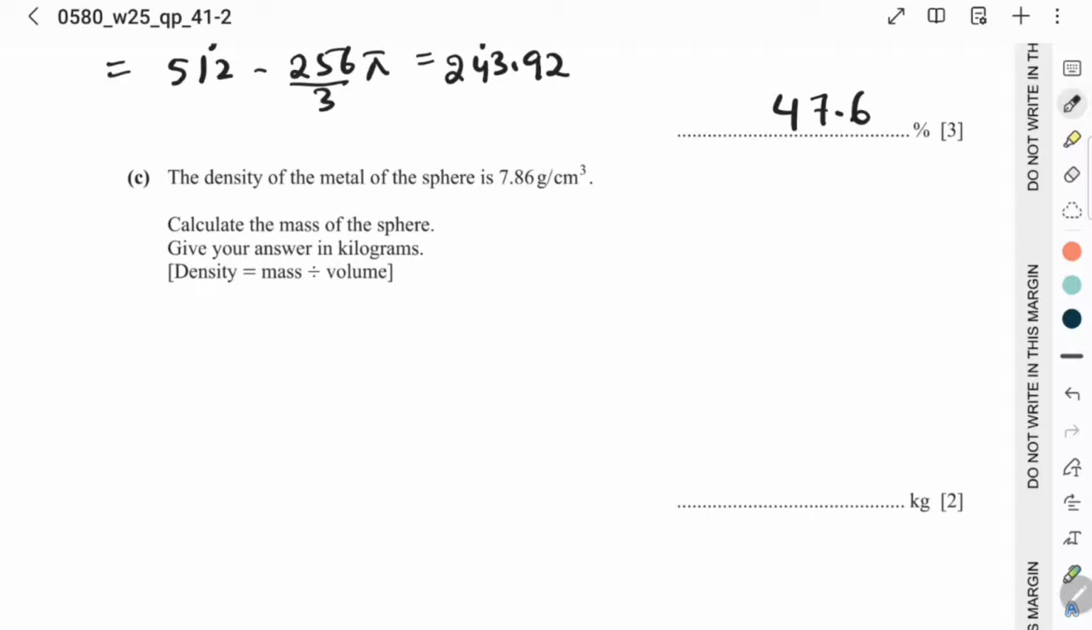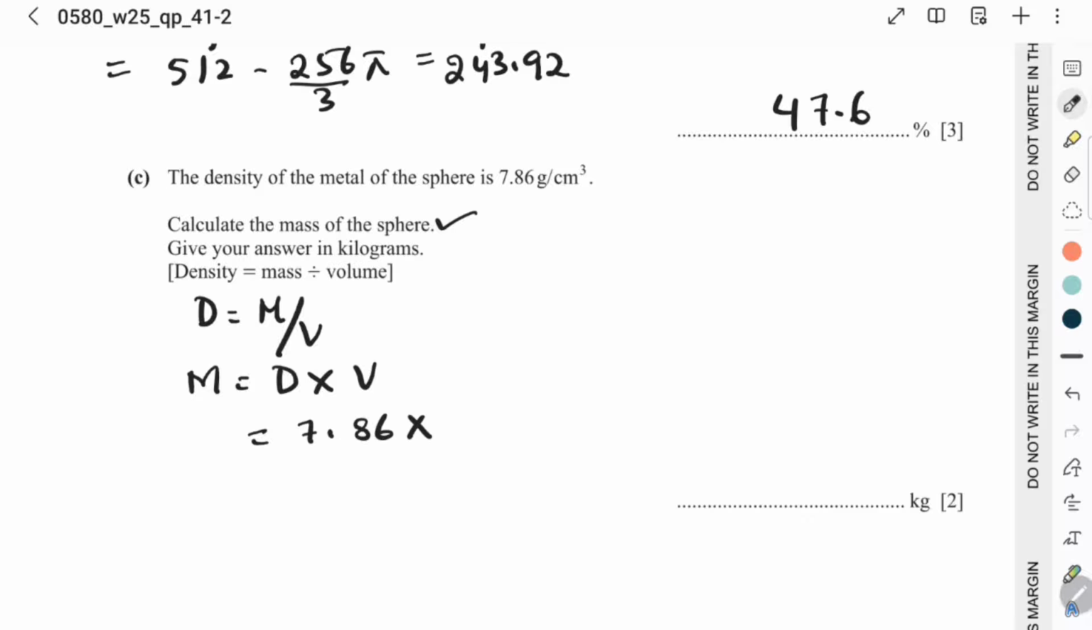Now part C of the same question: the density of the metal of the sphere is 7.86 grams per cubic centimeter. Calculate the mass of the sphere, and give your answer in kilograms. Density is mass divided by volume. When density is mass upon volume and we have to find the mass, the mass is equal to density multiplied by volume.